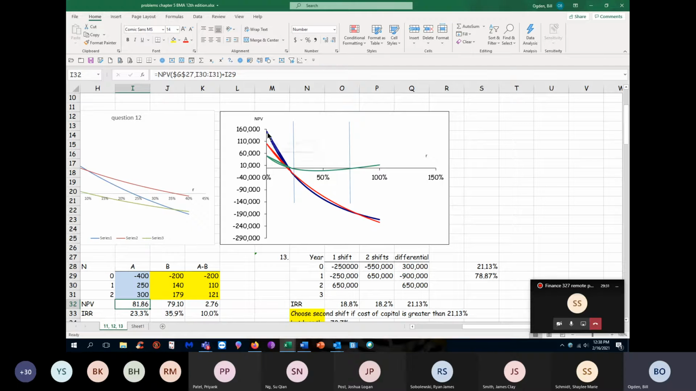So obviously this is a positive NPV investment as long as the cost of capital stays below 18.8%. They would be pleased that they made that investment if the cost of capital is 18.8% or less. But this question is asking, when should you add the second shift, for which cost of capital? And again, the realistic one is the 21.13%.